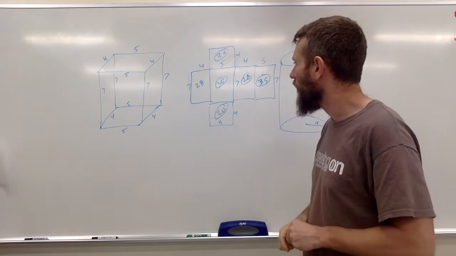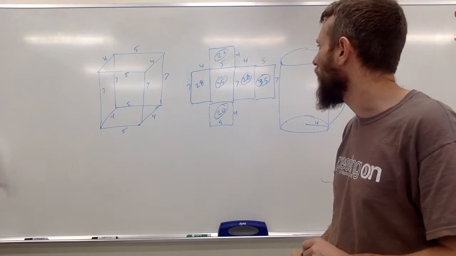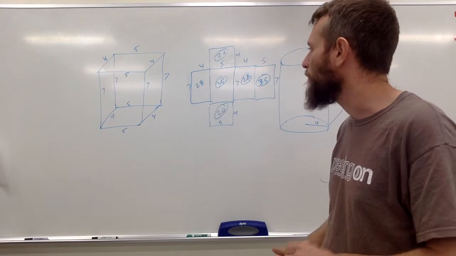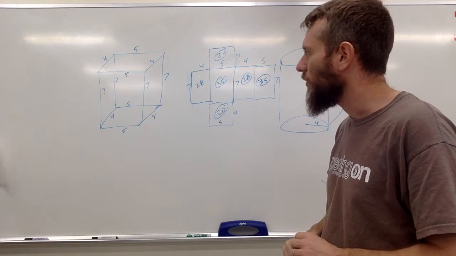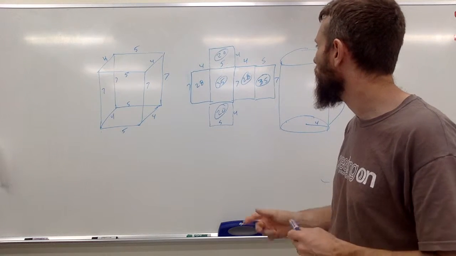Now again, there's a formula that you can memorize, and you'd have to memorize a different one for each prism that you're going to be doing. But I think it's easier to break it down to its parts and do it this way.